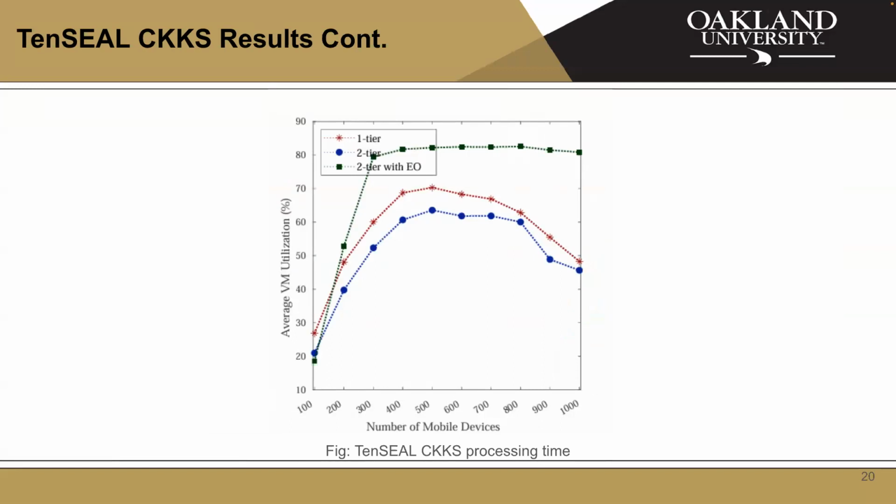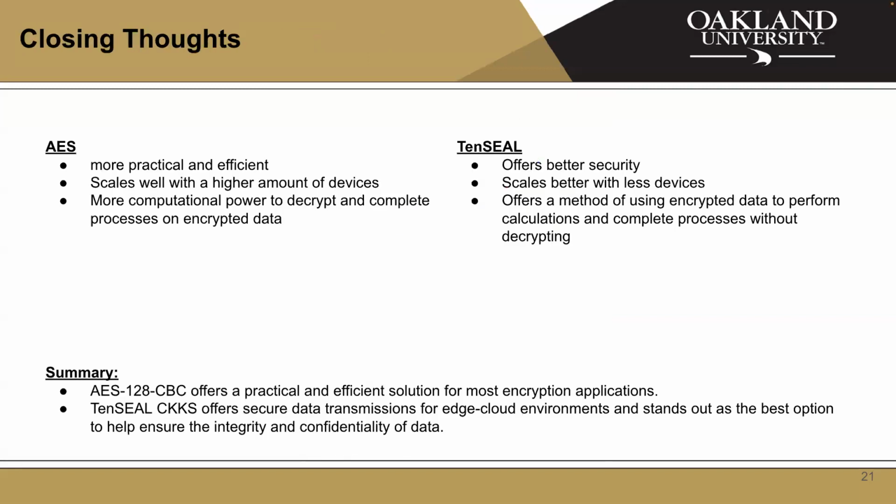When we look at the average VM utilization for 10-seal, we can see that the utilization was at 70.29% with the device count at 500, and it steadily decreased to 53.96 at 1,000 devices. We suspect that this is because the tasks in our configuration file were made to be larger for the 10-seal simulation, and the servers were unable to take on as many tasks as the AES simulation, so the utilization dropped off while the service and processing time increased. So now I'll be handing it off to Brandon with some closing thoughts on the simulation.